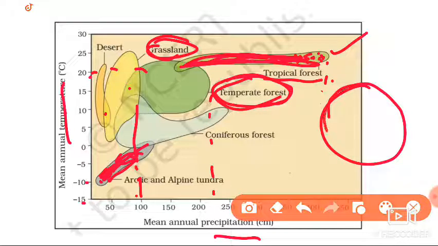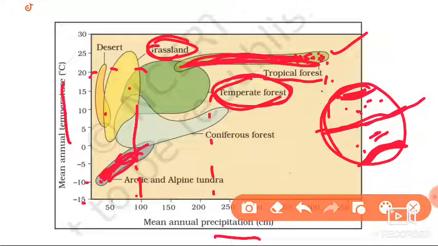If you see the earth, here this is the equatorial line and the polar regions are at the end. These are the polar regions and these are the temperate regions. Temperate forest includes moderate rainfall as well as moderate temperature. These are all the biomes: desert, Arctic and alpine tundra, grasslands, temperate forest, tropical forest and coniferous forest. This is the distribution of biomes.